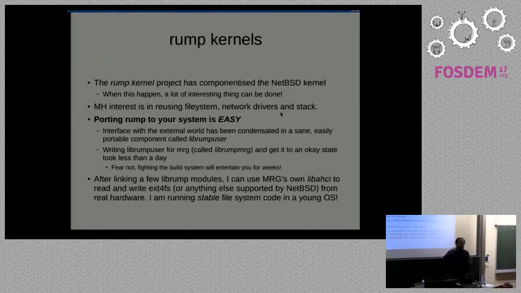So they have this component called librumpuser. It's very POSIXy, but it's easy to port to other architectures. It took me about one day to port librumpuser to what I call librumpmrg. And when I got that, the code just compiled, and just by calling rump_init, I saw the copyright of the NetBSD kernel, which was beautiful. And it was fun, because I could see the NetBSD kernel booting as a library.